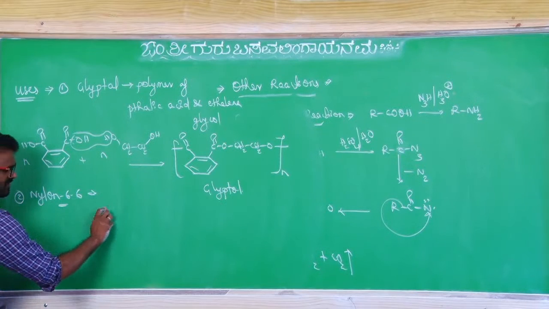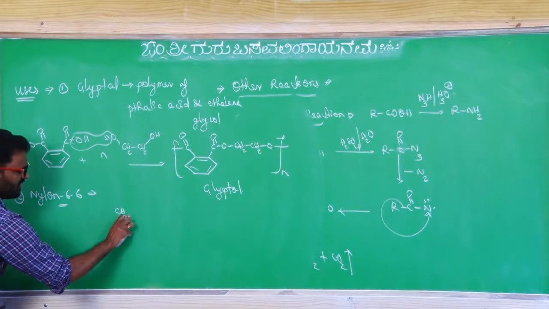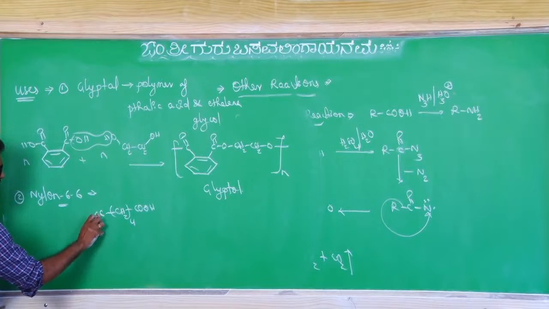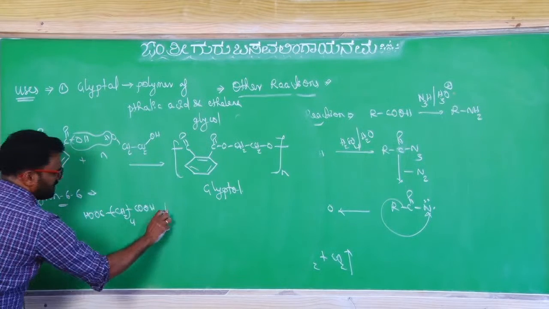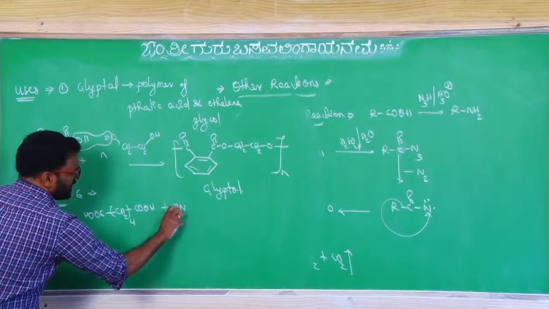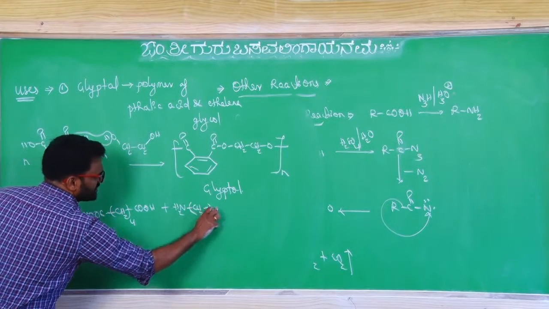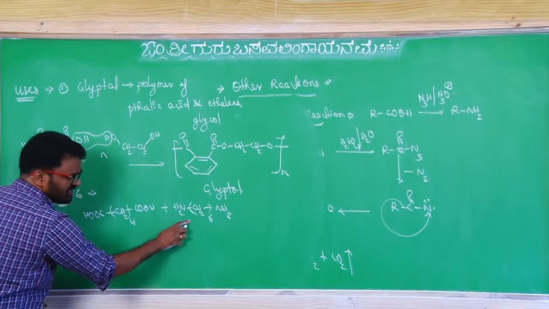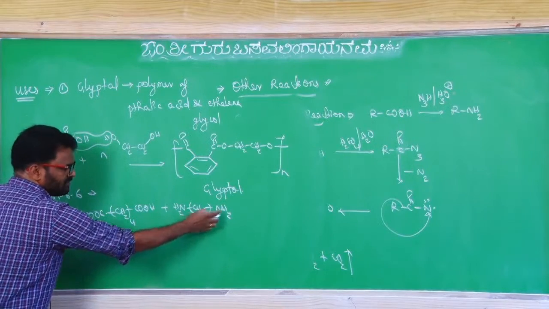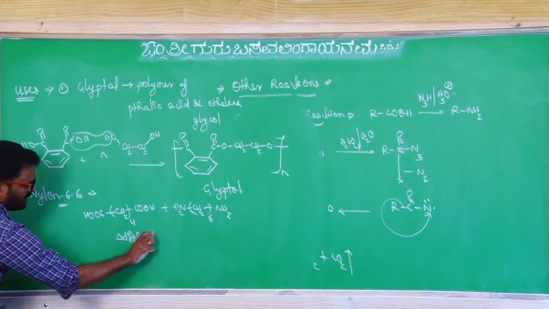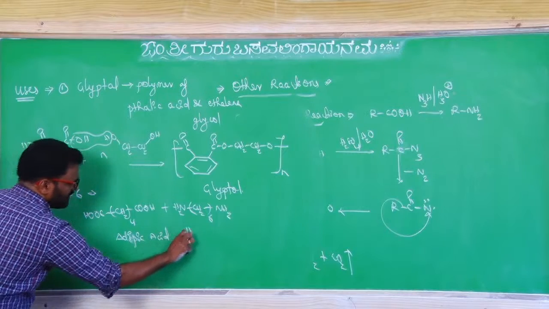Nylon 66 means adipic acid. So what is adipic acid? HOOC-(CH2)4-COOH. This is adipic acid. When adipic acid undergoes condensation with hexamethylene diamine. There are 6 methylene groups in hexamethylene diamine, and this is adipic acid.